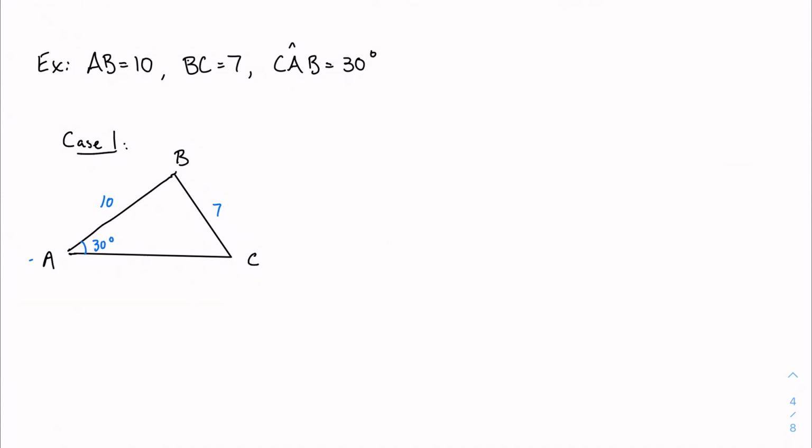Well, I could also take this case and draw it so that I swing that 7-unit leg inside, and I still have a 30-degree angle at A. So if I draw it this way, I still have 10, 7, and 30. I have to consider both.